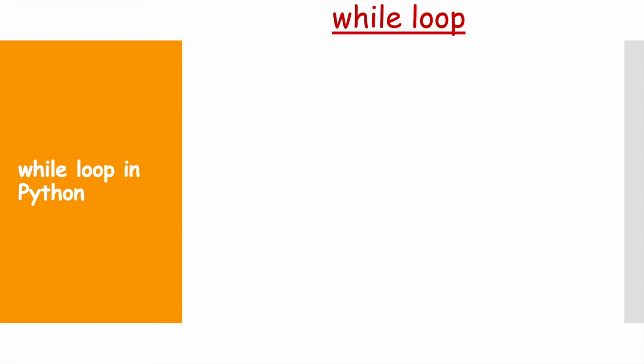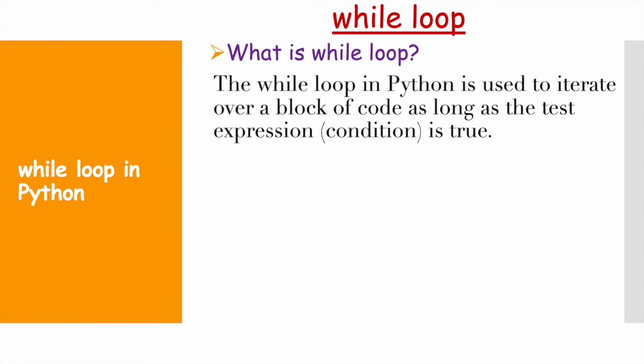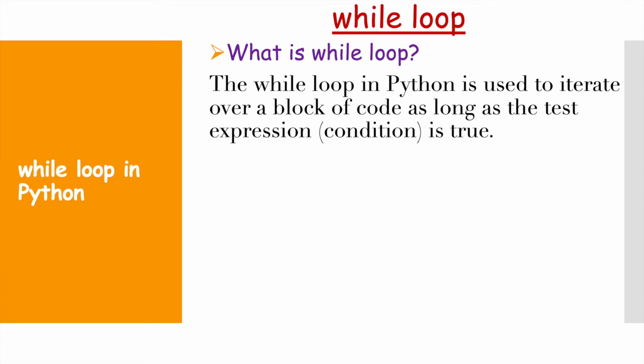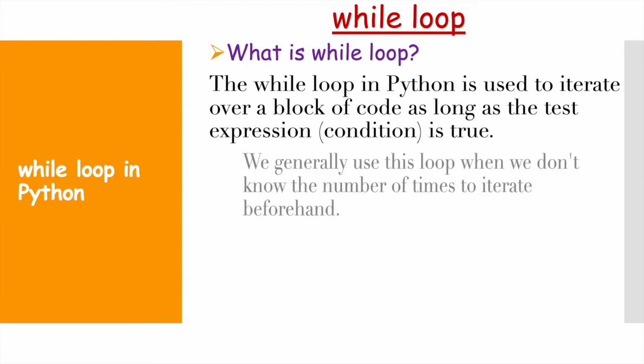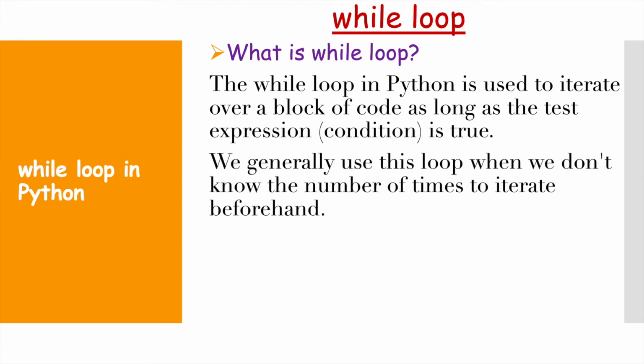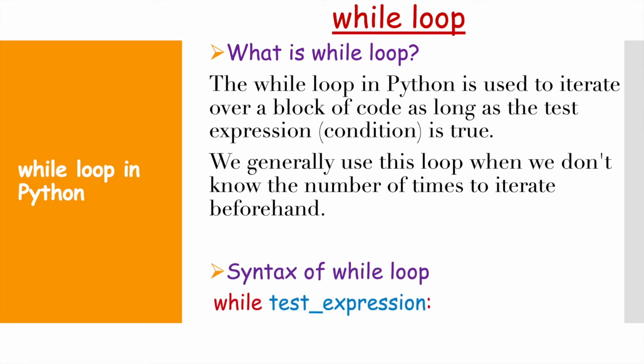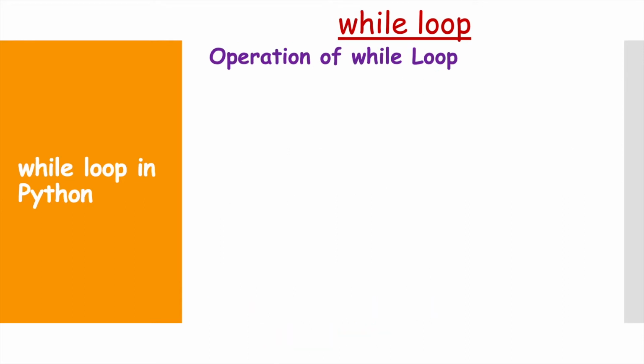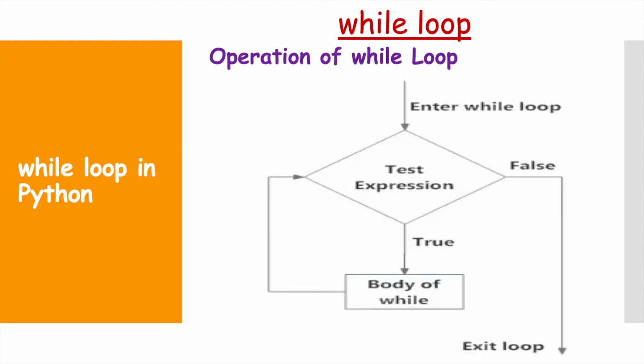So let's see the while loop in detail. What is a while loop? The while loop in Python is used to iterate over a block of code as long as the test expression or the condition is true. We generally use this loop when we don't know the number of times to iterate beforehand. If you don't know how many times you have to repeat a sequence of code, then you simply use a while loop. The syntax of the while loop is: you use the keyword while and give a test expression, which is the check condition, and if that condition is true, then the body of the while loop will get executed.